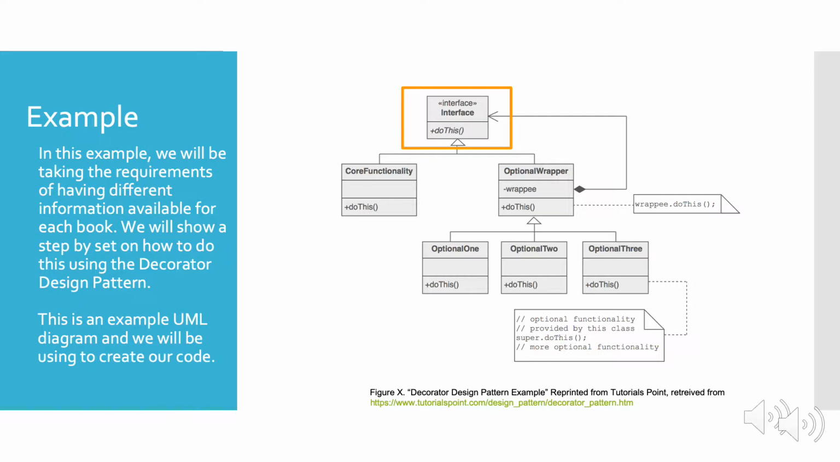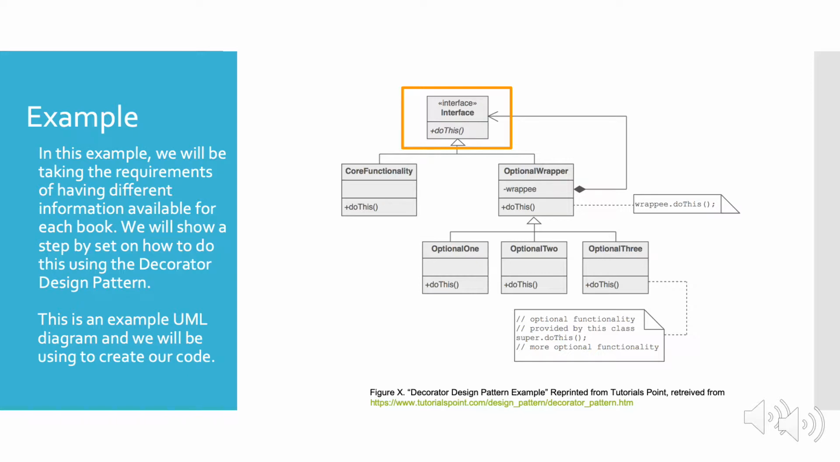Let's work through an example. In this example, we'll be creating a decorator that allows us to add additional information for each book. Using the decorator allows us, or the user, to select the pieces of information they want for each book. In this example, we will be hard-coding the information, but if implemented, we would allow the user to select which information is needed and would gather it from the user's input.